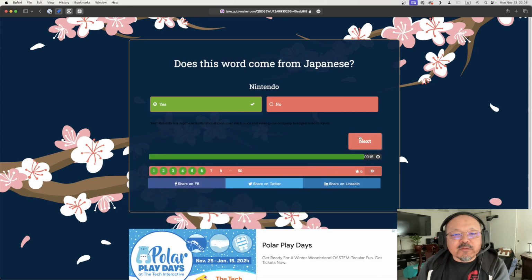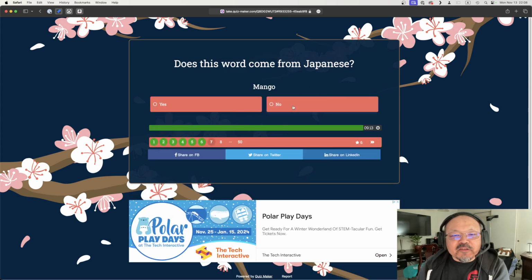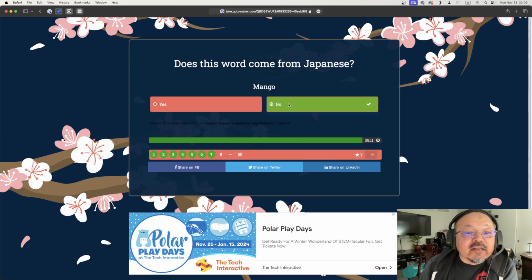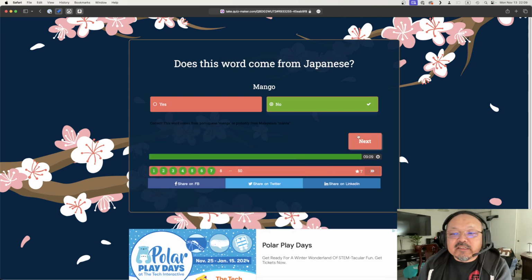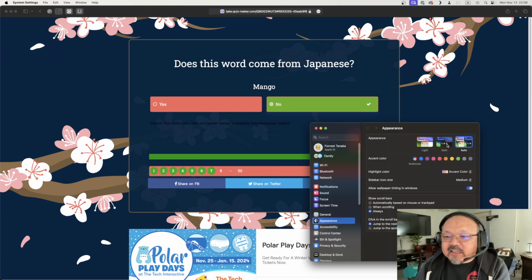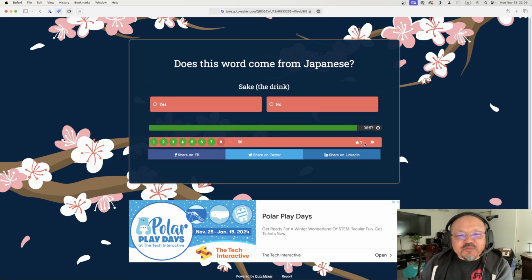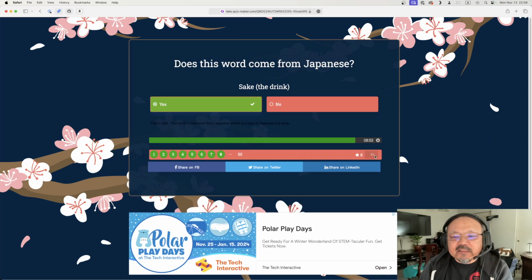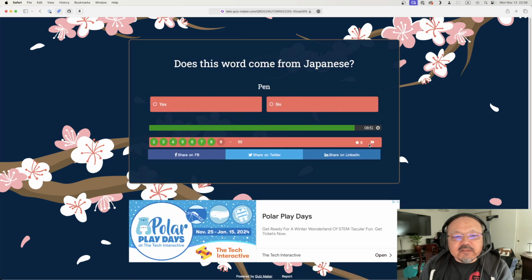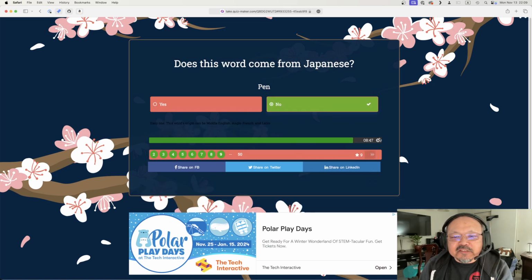All right. Mango, no. Portuguese. You know, real quick, I'm going to switch to light mode here because I can't read that thing here. Does that help? Maybe it doesn't help anyway. Okay. Sake? Yes, of course it is. All right. Pen, no. Well, this is easier than I thought.